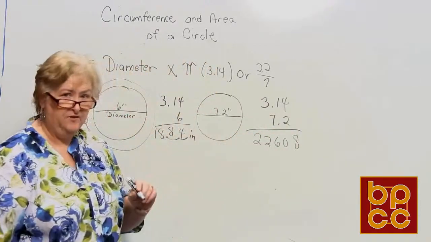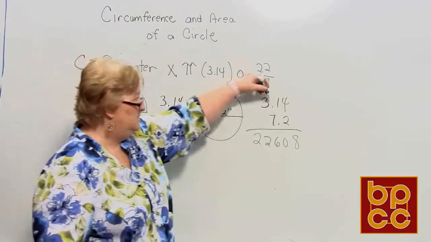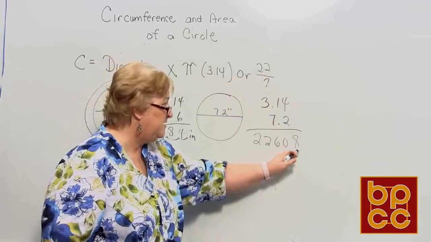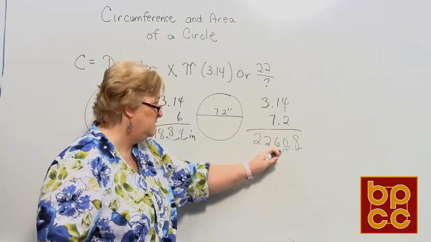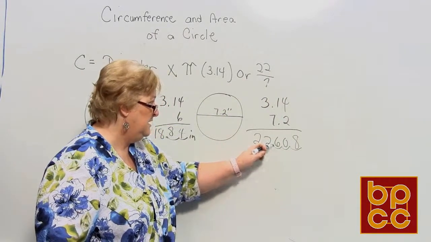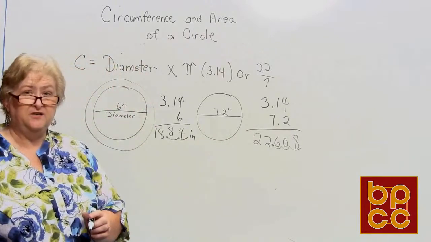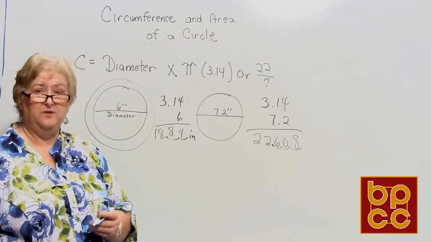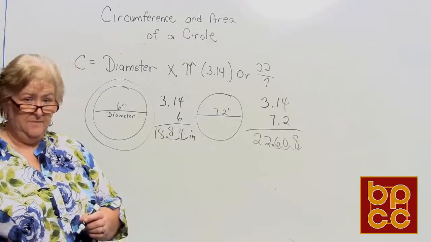Now, let's figure out where the decimal place should go. 2 numbers to the right of the decimal, 1 number to the right, so let's start here and move over 3 places. 1, 2, 3. The answer is 22.608, or you could round it up to 22.61, depending on whatever the request might be.